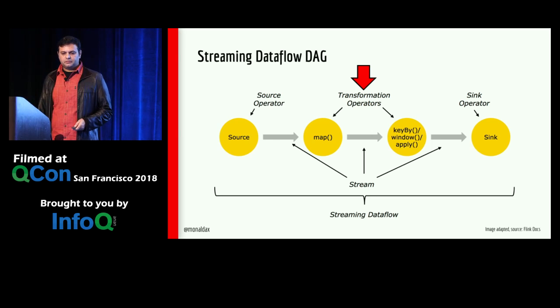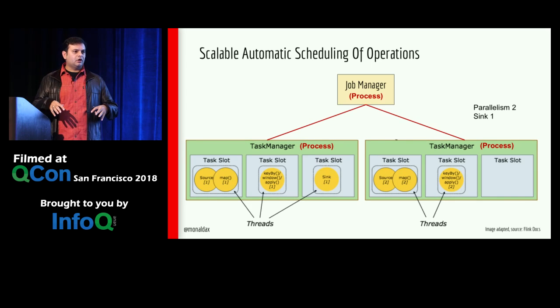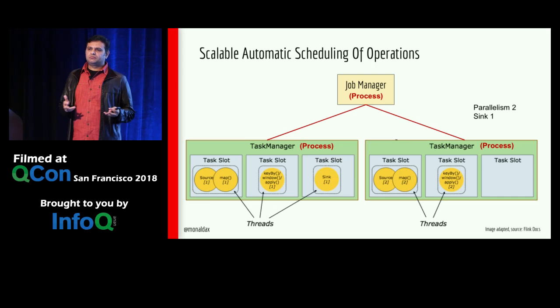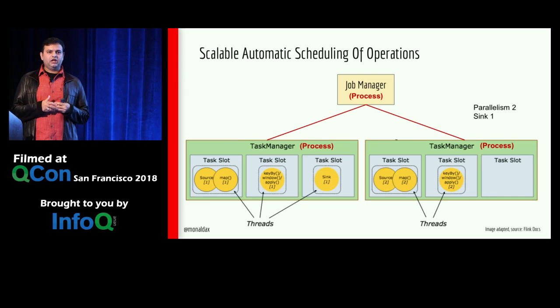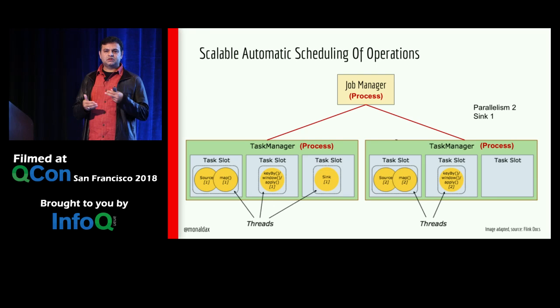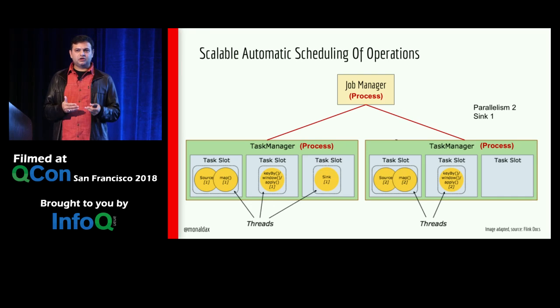And then the way this gets deployed on a set of processes is that Flink has a very similar model to Spark streaming, where you have a coordinator process and a bunch of slave processes. The coordinator process decides what task is running on what.